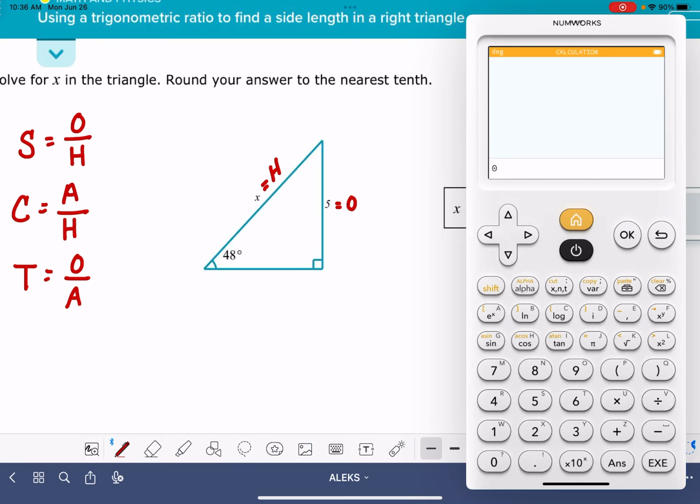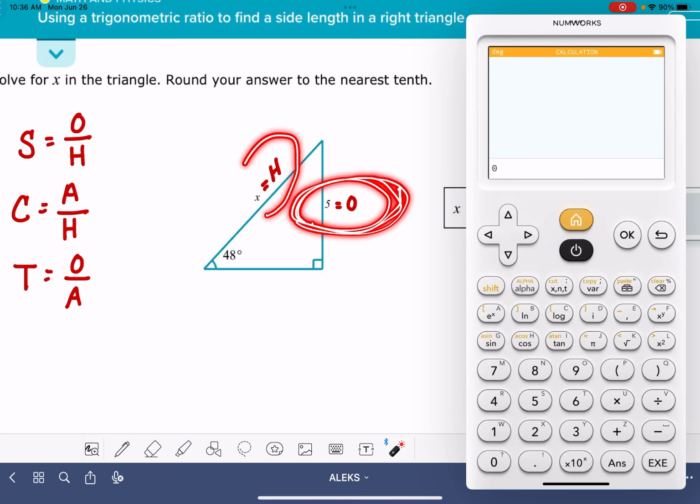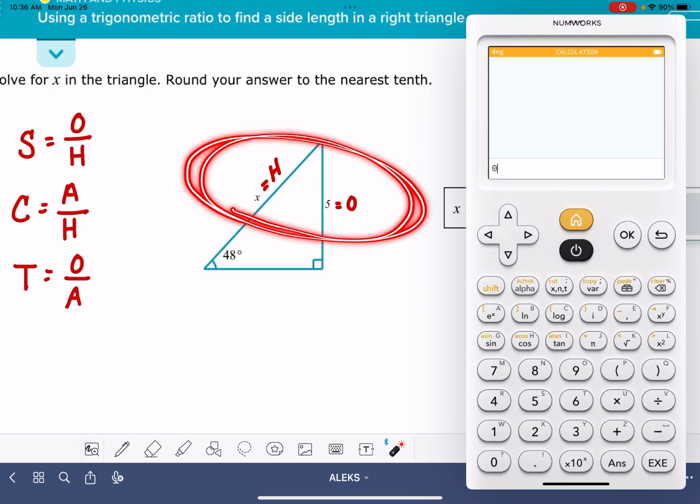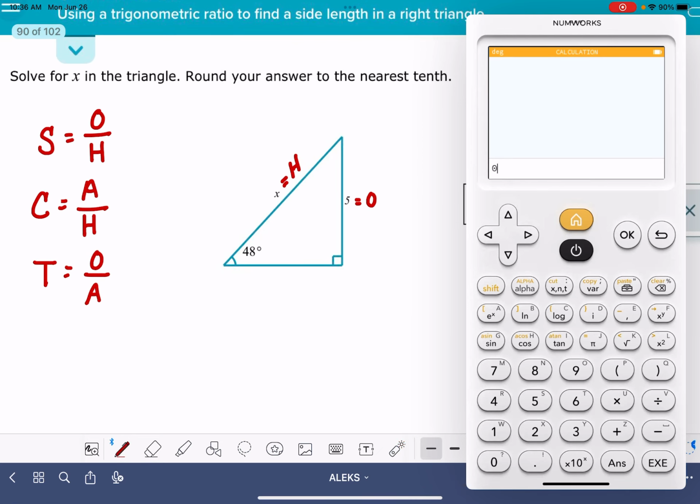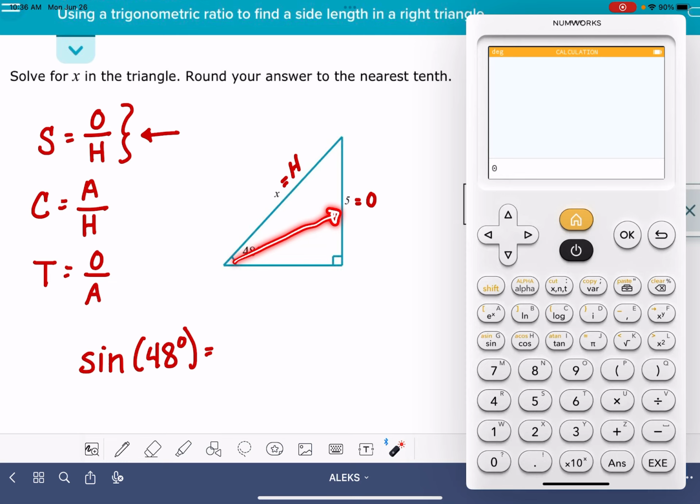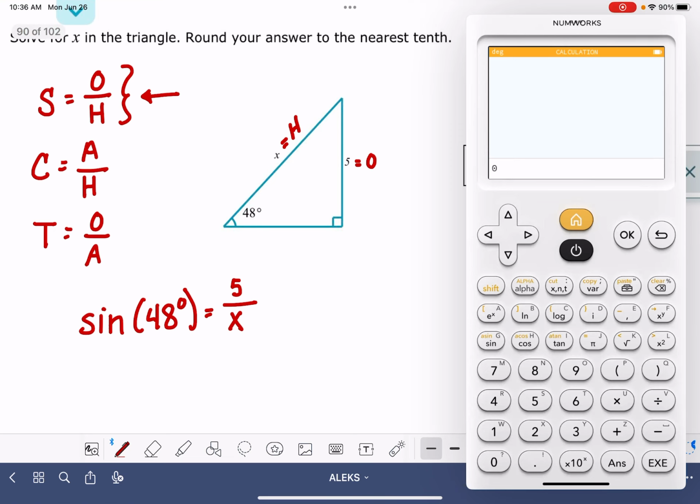We're not going to use that to help us solve this problem because the information that we have pertains to the opposite side, and the information that we're trying to figure out pertains to the hypotenuse. So we need a relationship between O and H, and that is given to us right here. This is the relationship that we want to use. So that means that the sine of 48 degrees is equal to our opposite side, which is 5, over our hypotenuse, which is x. We just need to solve for x.